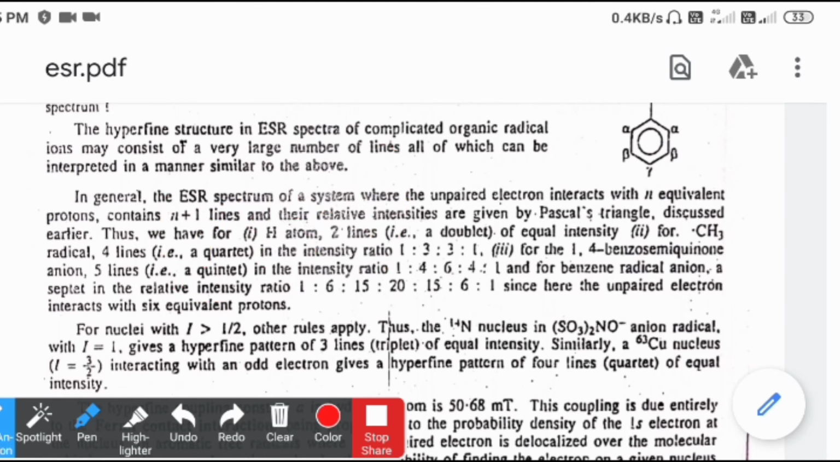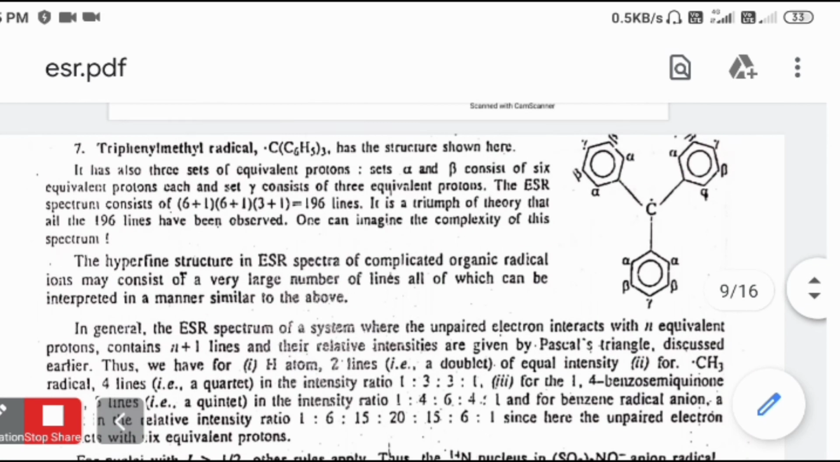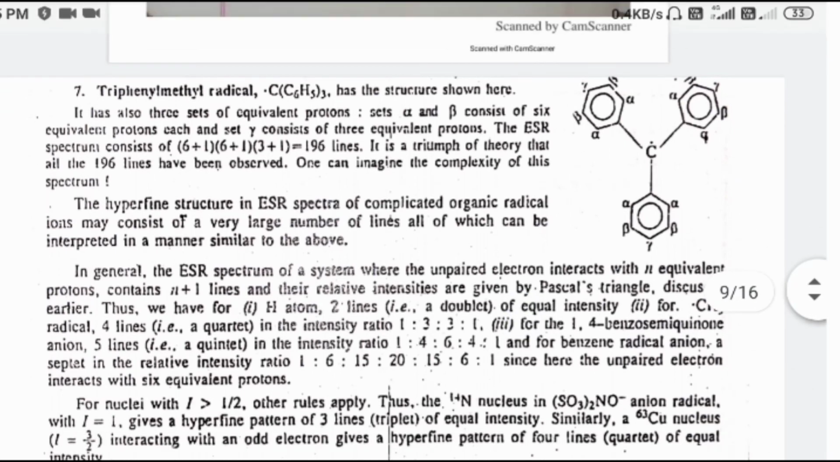So here we are having the 6 alpha protons, 6 beta protons, and 3 gamma protons. So overall we get the 196 lines. So that is quite a big number, 196 is a complex number. So we get a complex spectrum for the ESR lines. So hyperfine structure in the ESR spectra of complicated organic radical ions may consist of a large number of lines, which can be interpreted in a manner similar to the above.